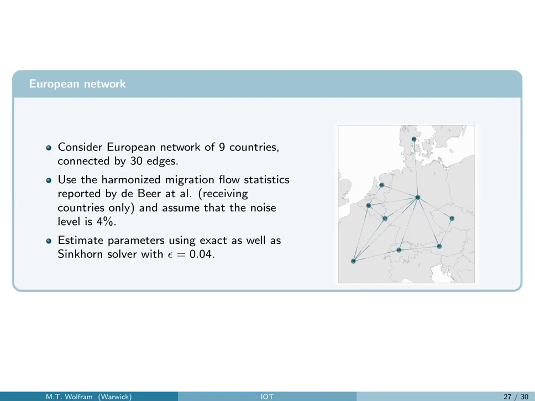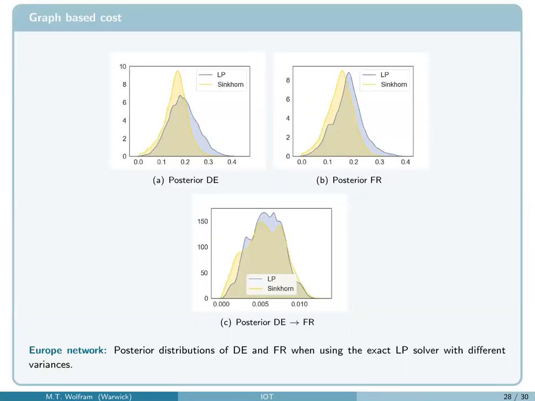And we assumed that the noise level is 4%. And we want to estimate the parameters using the exact as well as the synchrony solver. And here I used as a regularization parameter, again, this 0.04 as guided, so to say, by these previous examples, where we saw that we got very good results. If you do this, then I don't know the truth anymore. But here you can see the posterior distribution, for example, this is the cost of moving from Germany to France.